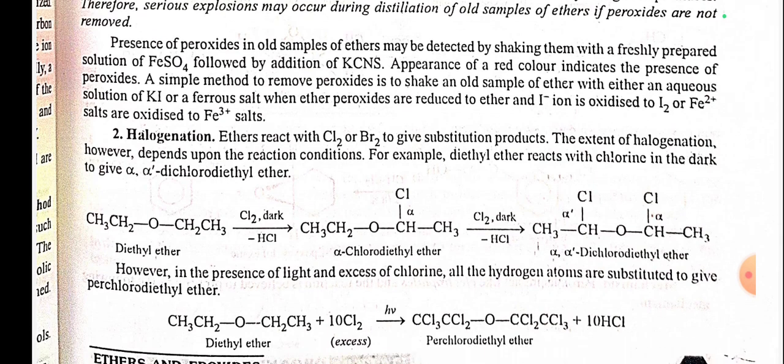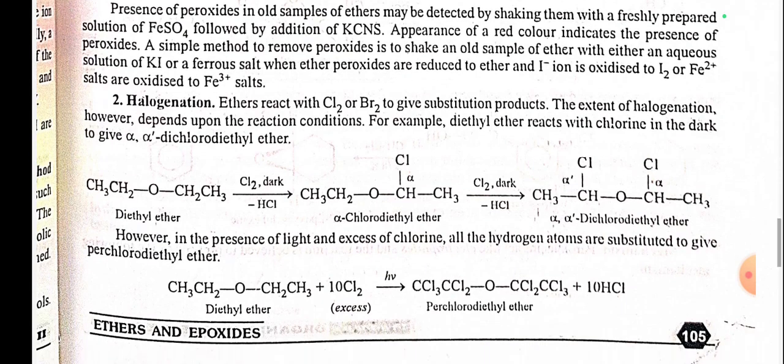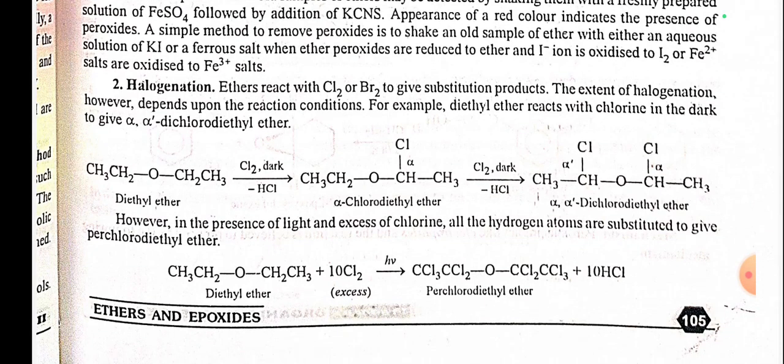A simple method to remove peroxide is to shake an old sample of ether with either an aqueous solution of KI or a ferrous salt. When ether peroxides are reduced to ether, I negative is oxidized to I2, or Fe2 positive salts are oxidized to Fe3 positive salt.